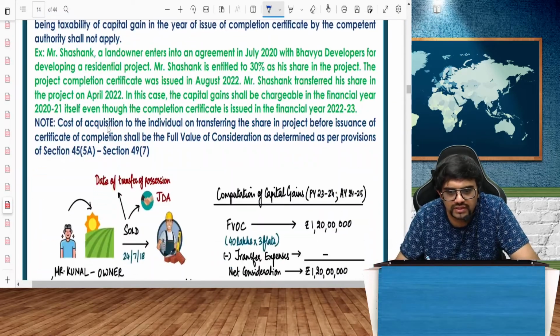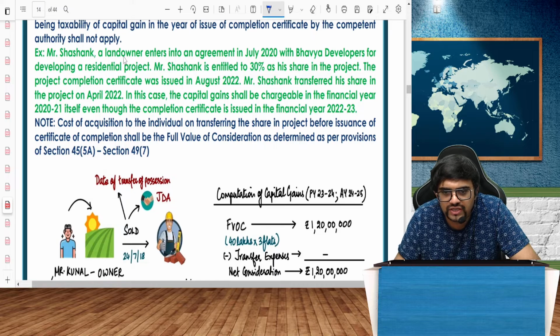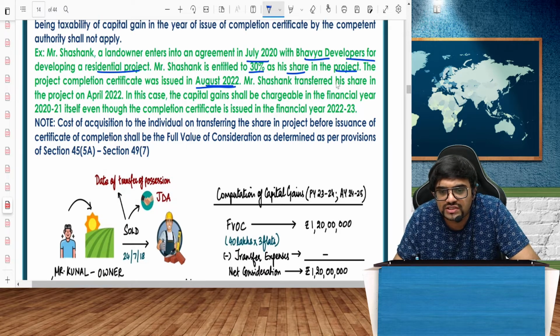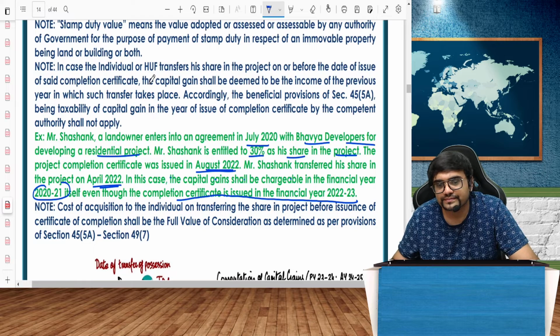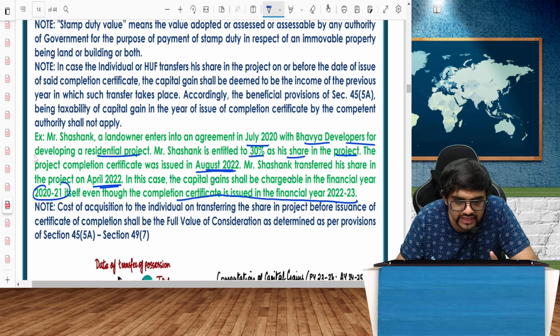You see here. Mr. Shashank, a landowner, enters into an agreement in July 2020 with Bhavya Developers for developing a residential project. Shashank is entitled to 30% as a share in the project. Project completion certificate was issued in August 22. Shashank transferred his share in the project in April 22. In this case, capital gains will be chargeable in the financial year 2021-22 itself, even though the completion certificate is issued in the financial year 22-23, if you sell it before. This is a special case.